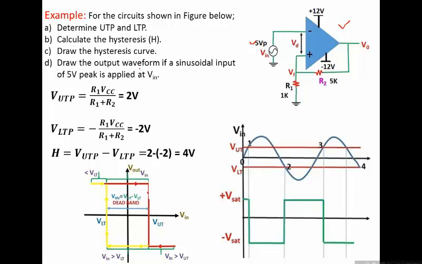So first of all, to solve part A, you have this defining equation for UTP that is defined with these components and the supply level.